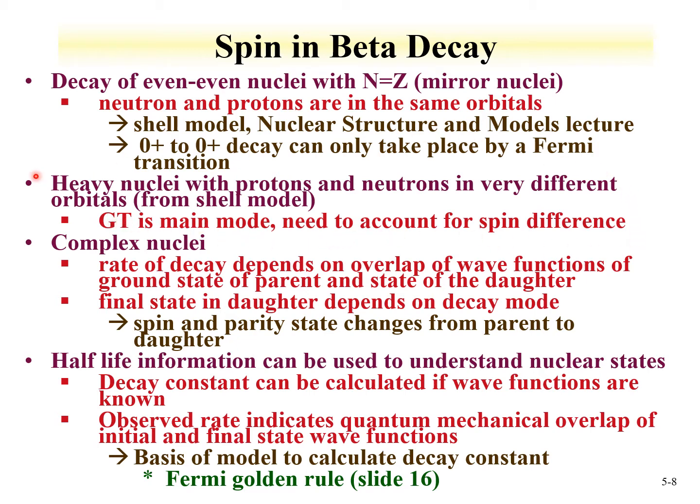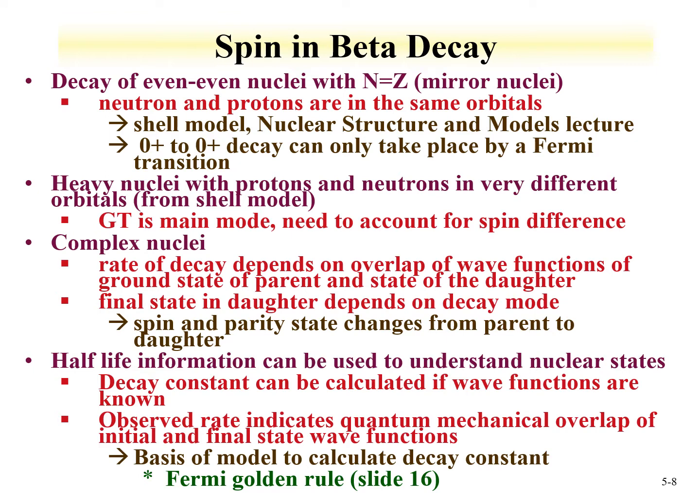Now, these nuclei can be rather complex, where the rate of decay depends upon the overlap of the wave functions of the ground state of the parent and the ground state of the daughter. So what's the probability from the ground state of the parent to a state in the daughter? And this final state depends upon the decay mode. So spin and parity changes from parent to daughter, and the overall degree of the change, is going to have an effect on the rate of decay, or as we see, the decay constants.